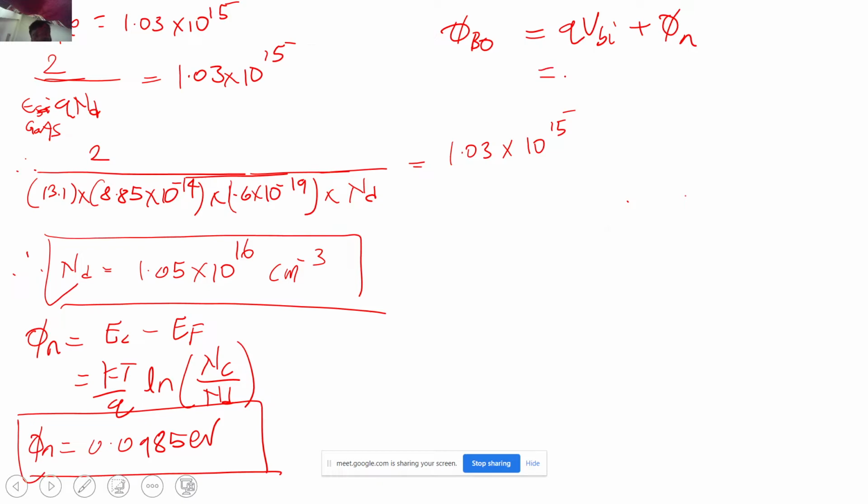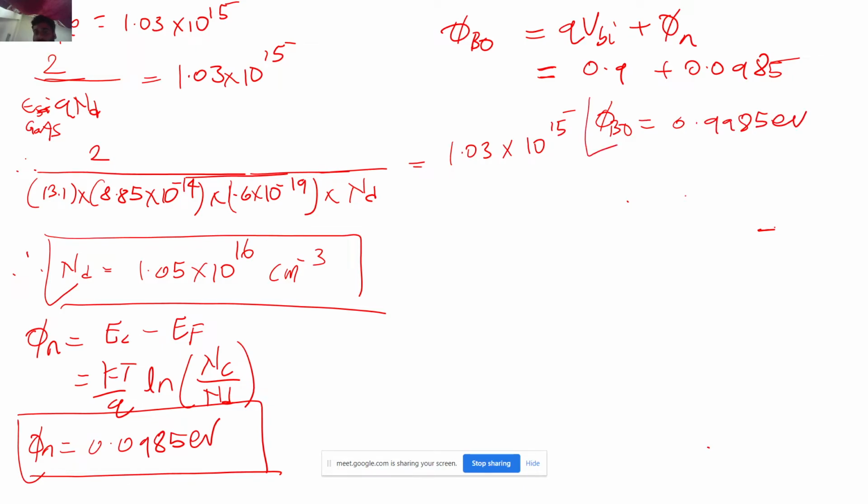Correct? So now do I know the VBI? Of course I know the VBI, because I had calculated that intercept. It was 0.9. And what is the value of phi n? We have just calculated 0.0985. So if you calculate, then phi B0 will come out to be 0.9985 electron volts.